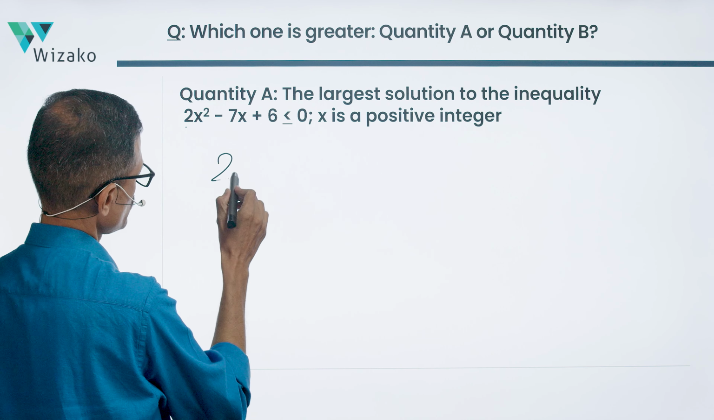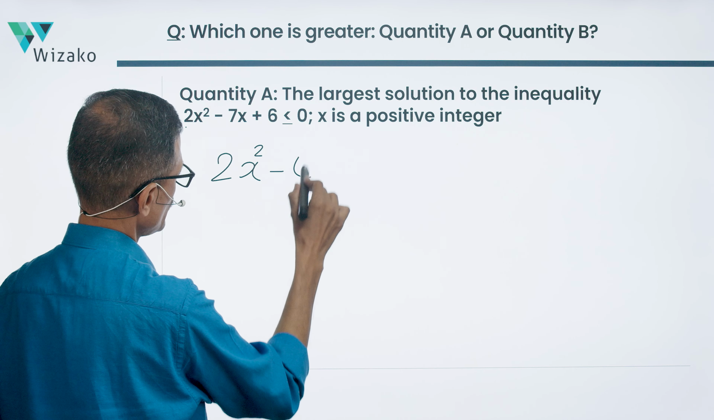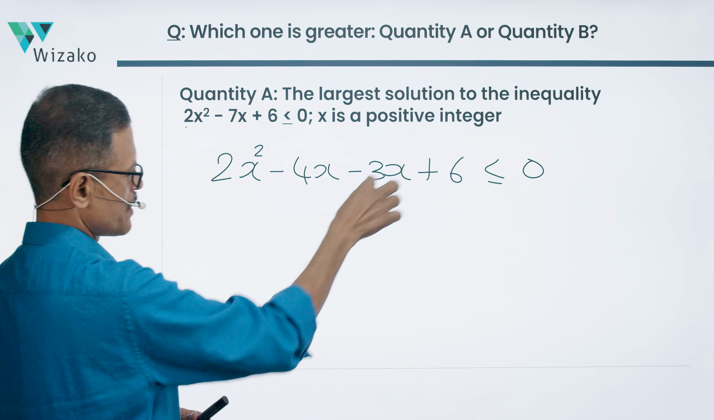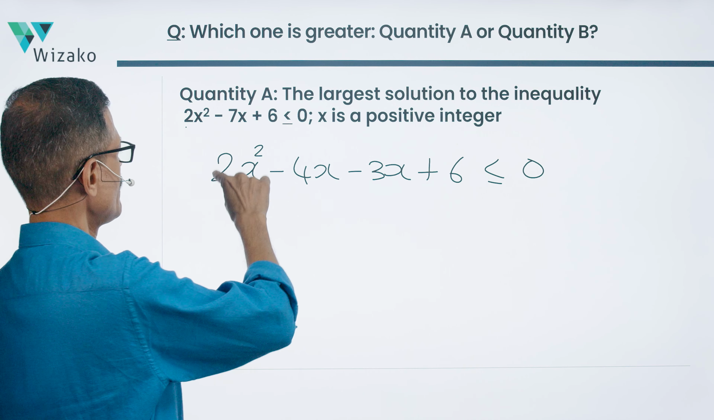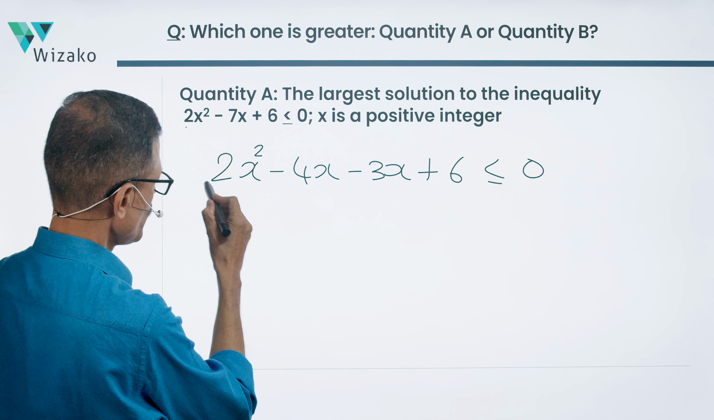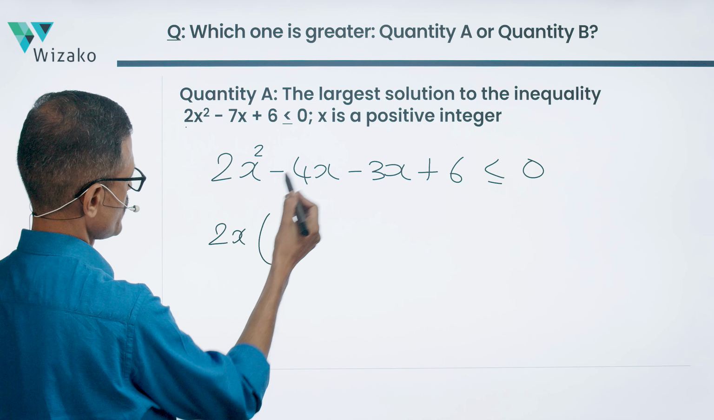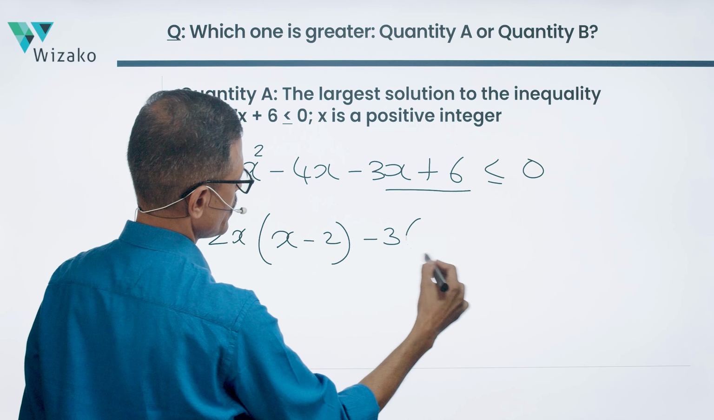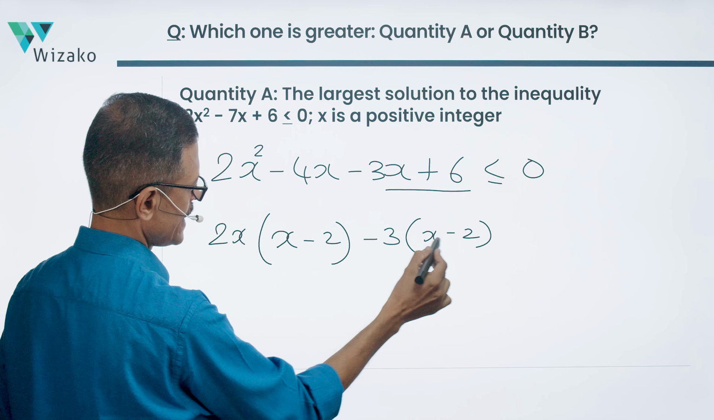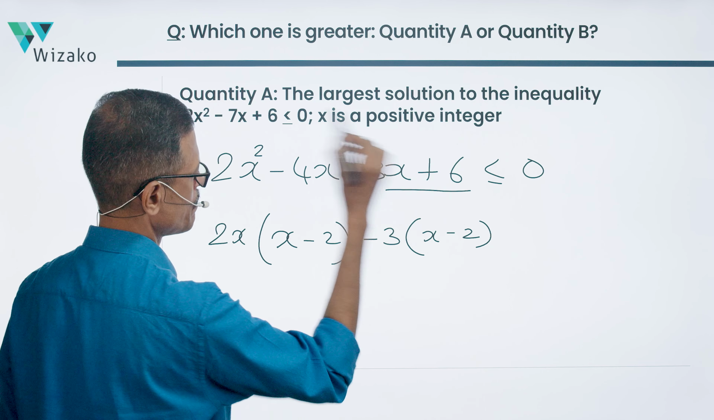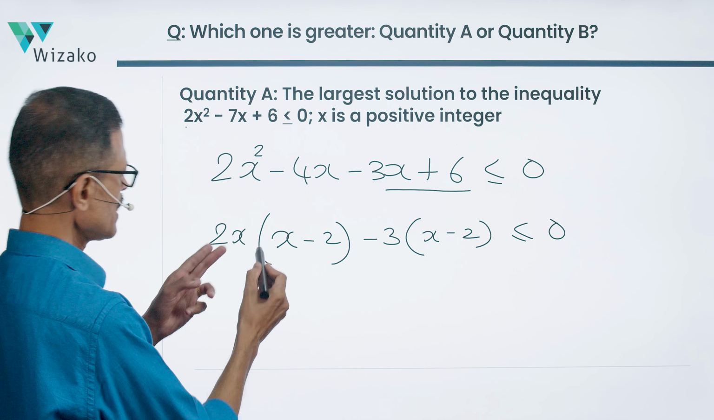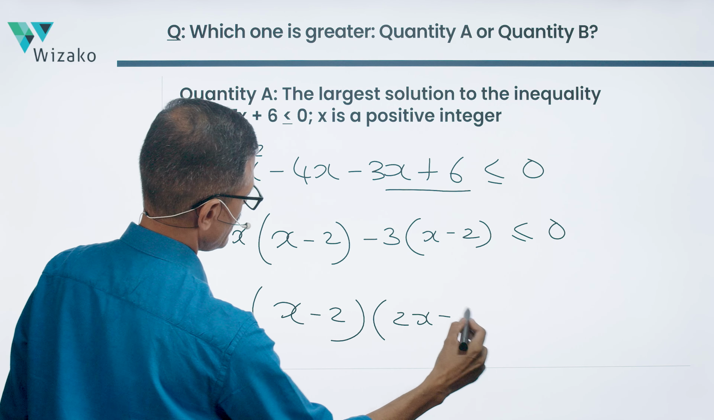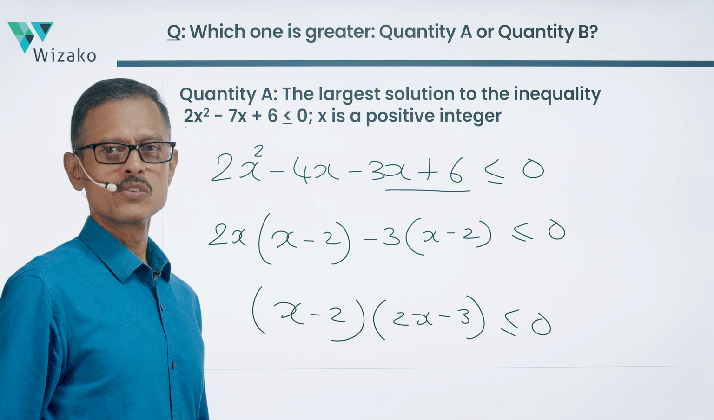So factorization works this way. 2x squared minus 4x minus 3x plus 6 is less than or equal to 0. So the sum is minus 7x, and the product becomes 12x squared, which is the product of the first term and the last term. 2x is common to the first and second terms. So if I take 2x out, I'm going to have an x minus 2. Take the minus 3 common out from the third and the fourth term, you'll be left with an x minus 2. Minus 3 into x is minus 3x. Minus 3 times minus 2 is plus 6, less than or equal to 0. x minus 2 is common to both these parts. So you'll have x minus 2 times 2x minus 3 is less than or equal to 0. So this is the factorization we have.